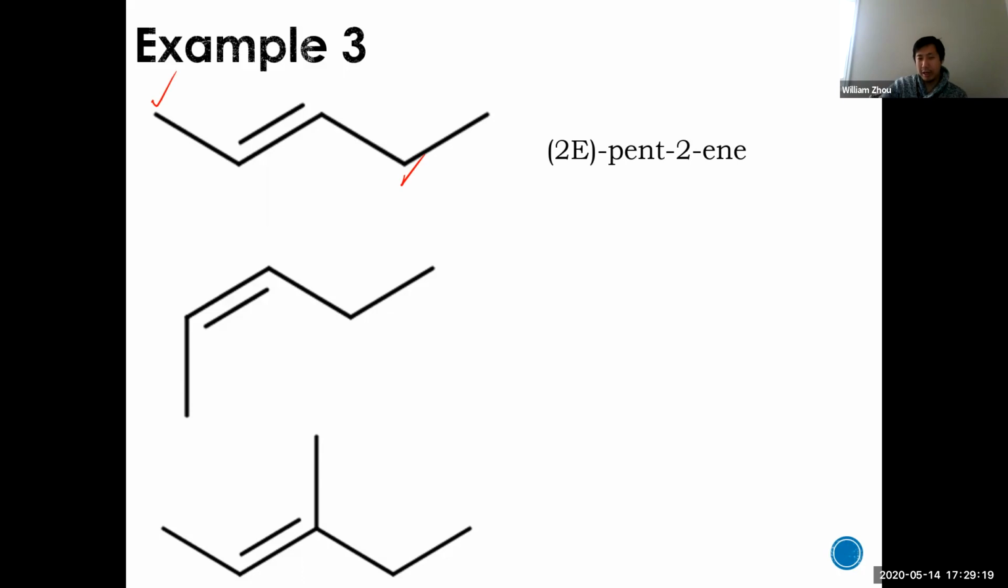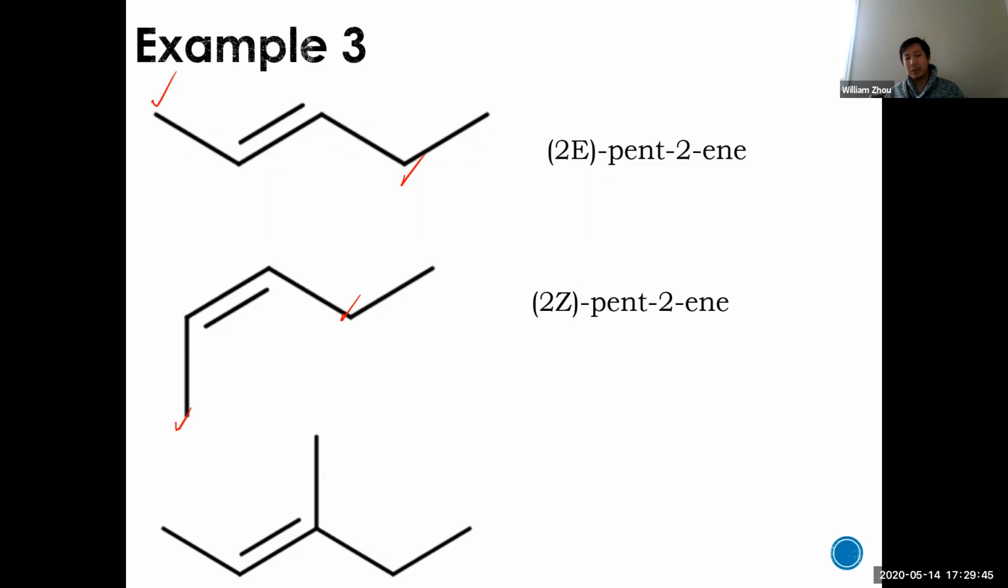The one below that, however, this is the winner. Compare that to the hydrogen. Of course, that's the winner. That's the carbon. This carbon defeats its hydrogen. So they're on the same side. That would be Z. So that would be 2Z pent-2-ene. You see the difference in the structure here? One makes a cup. One looks like the Big Dipper. The other one is just a zigzag.